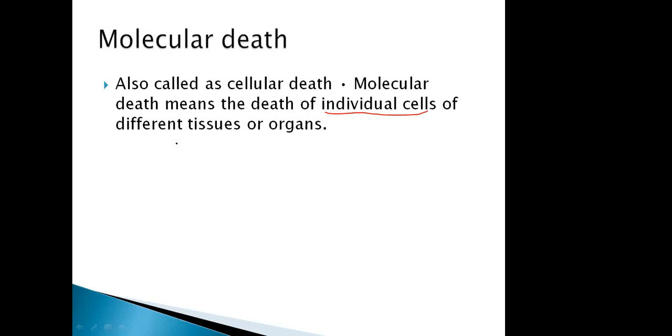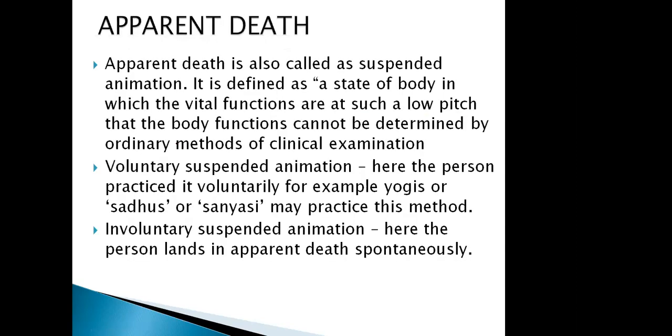In somatic death, the tripod of life, that is CVS, CNS and RS, stops functioning. In molecular death, each and every cell is dying. It is called somatic molecular death or cellular death. I hope that is clear. These are the two types of death. Now let's see one more term. It is called apparent death.